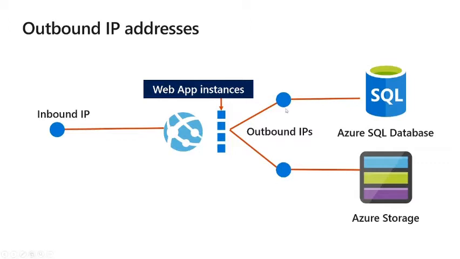So this app has two outbound IP addresses, and if this Azure SQL database wants to accept a connection from this web app, it should open its firewall for these two outbound IP addresses. Simple.